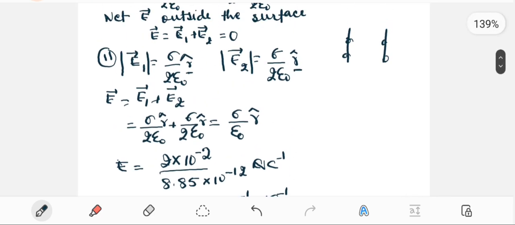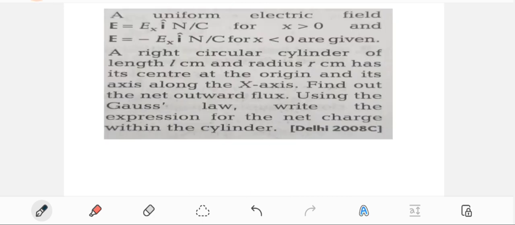Now let us move to the next question, which is on the screen. A uniform electric field E is equal to E x i Newton per coulomb for x greater than 0, and E is equal to minus E x i Newton per coulomb for x less than 0. It means the electric field is along the x-axis, but one is in the positive direction and the other is in the negative direction.